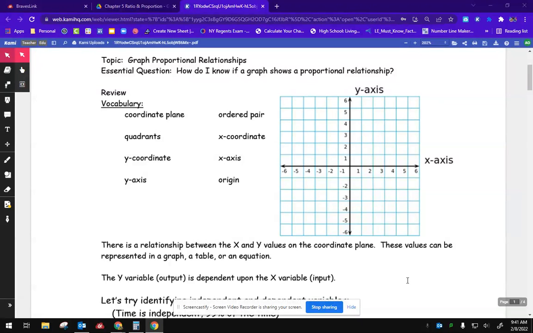Let me remind you guys of what this thing up here is. This is a coordinate plane. A plane in math is a flat surface extending endlessly in all directions. Picture the floor. We've got the hallway, right? So a plane is an idea of a flat surface extending endlessly.